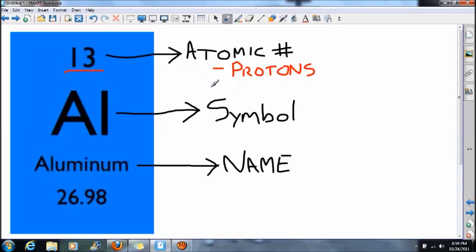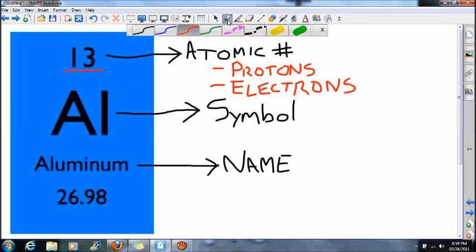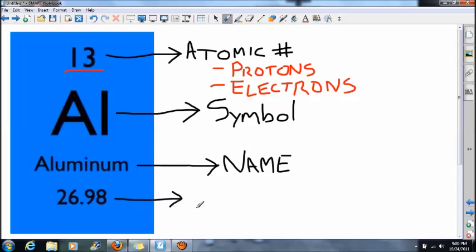The other thing that it tells us is that aluminum also has 13 electrons. So very simple. The atomic number tells us both the number of protons and electrons. It's always located at the top of the symbol for the element you'll find on the periodic table. The last thing we got is right down here, this 26.98, and this will be different. Just like the atomic number is different for every single element, this number down here is always different for every single element, and this is called the mass number.